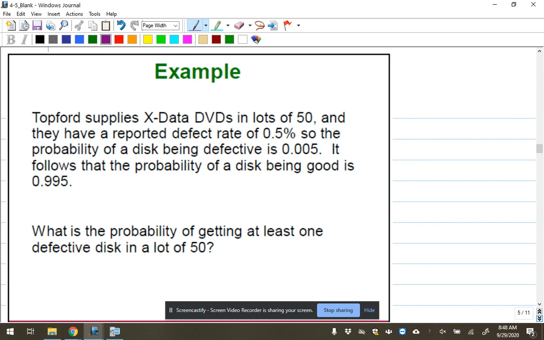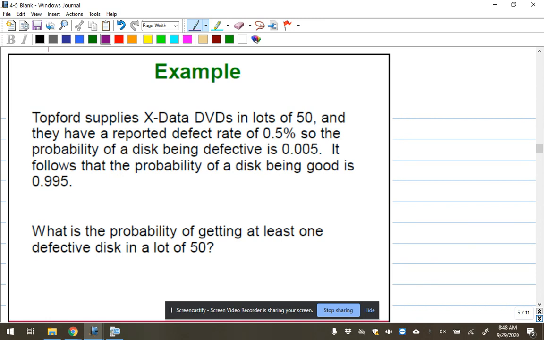That's pretty good, I'd say. And so the probability of a disc being defective is, and they just give me the decimal form of that, 0.5%. They didn't have to do that. They did. It's nice of them. It follows that the probability of a disc being good is 99.5%, or 0.995. What is the probability of getting at least one defective disc in a lot of 50? Okay.